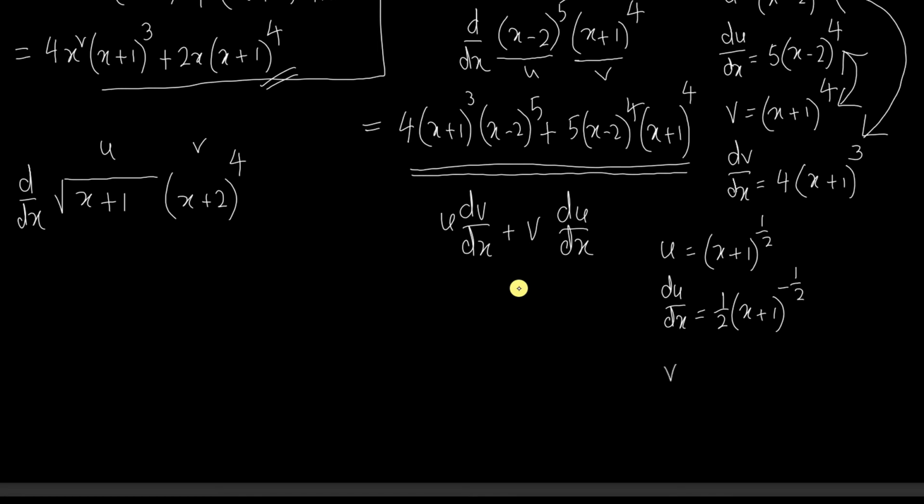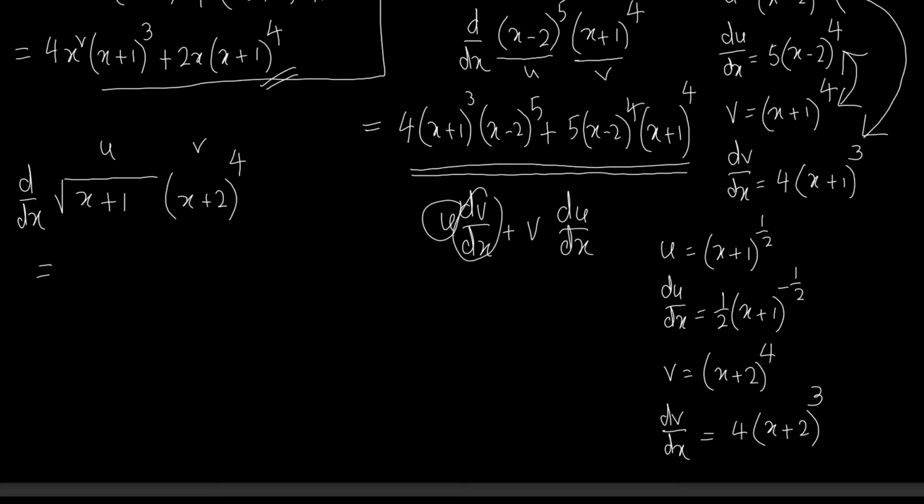So v is written here, x plus 2 to the power 4, which if we differentiate, we get dv by dx, which is 4 into x plus 2 to the power 3. So that is our expression. So now just put our values here. Our formula is u dv by dx, that is u and dv by dx. Let me put it there.